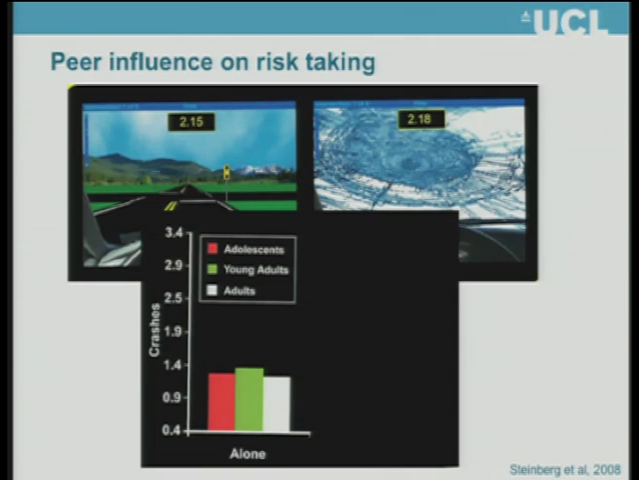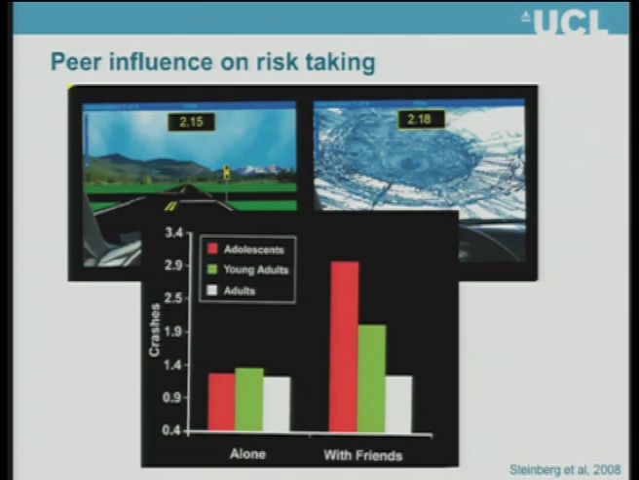When they had a couple of friends standing behind them, this dramatically increased the number of risks taken in the adolescent group, but not in the 2 adult groups. So in other words, what this suggests is that adults and adolescents take around the same number of risks on their own, but it's just when they have a couple of friends with them that massively increases the number of risks adolescents take, but it doesn't change the number of risks adults take. So that has obvious implications for driving.